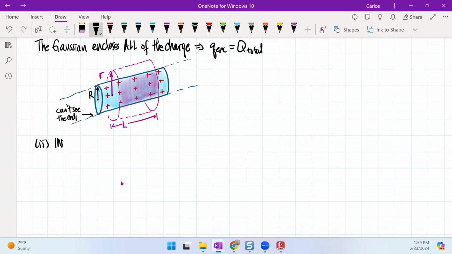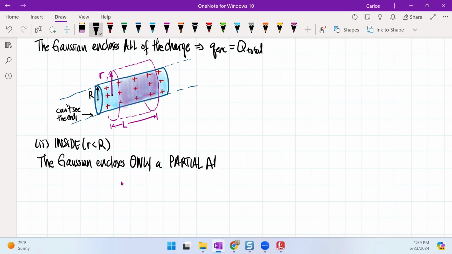So now we're inside the cylinder. That means that little r is smaller than big R. In this case, the Gaussian surface encloses only a partial amount of the total charge, and this is what we call Q enclosed, of the total charge Q total.